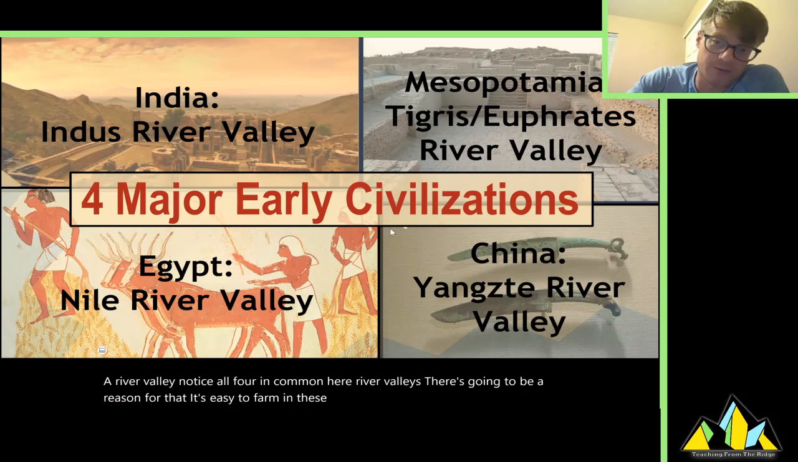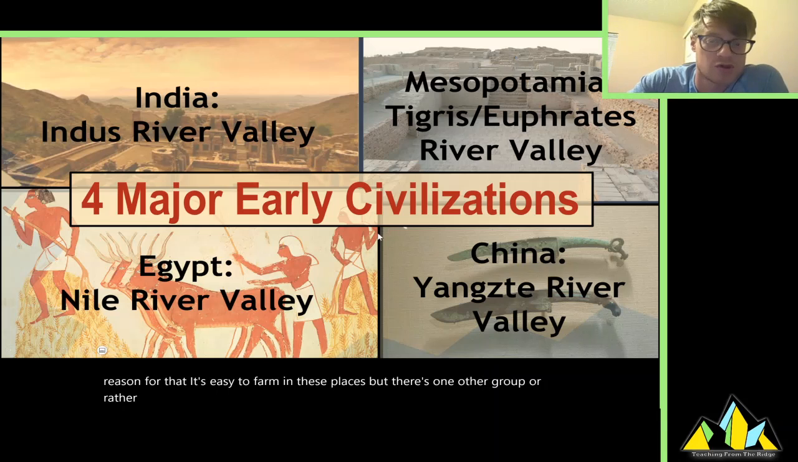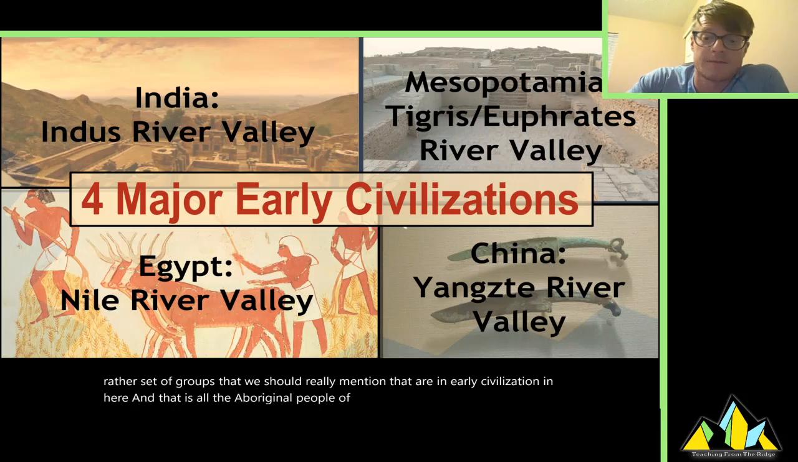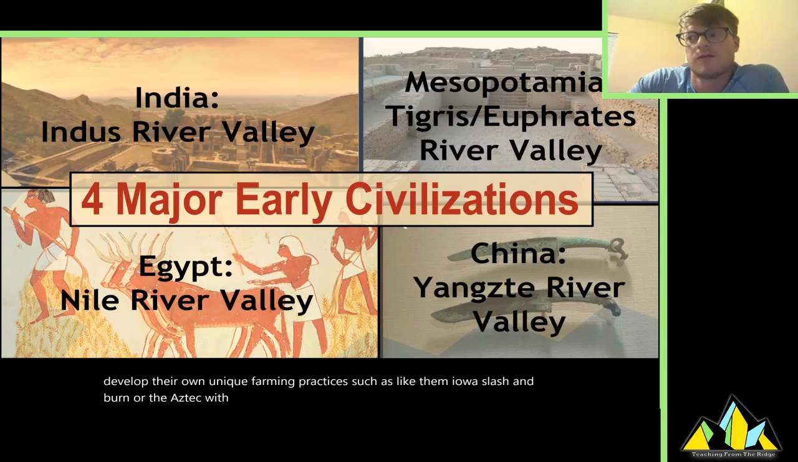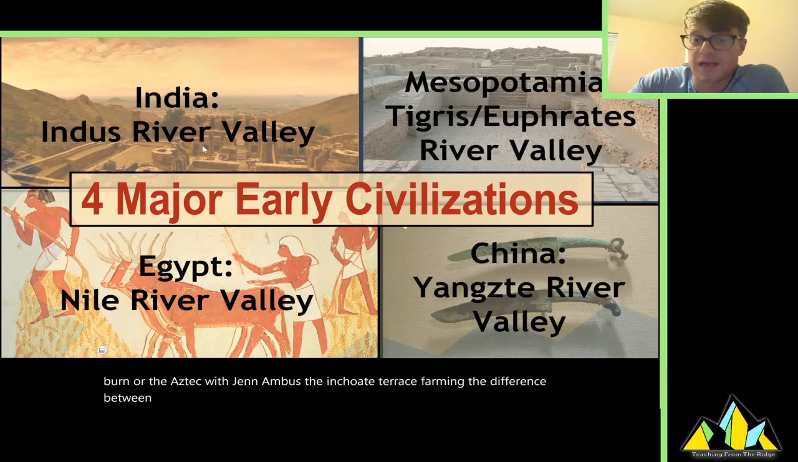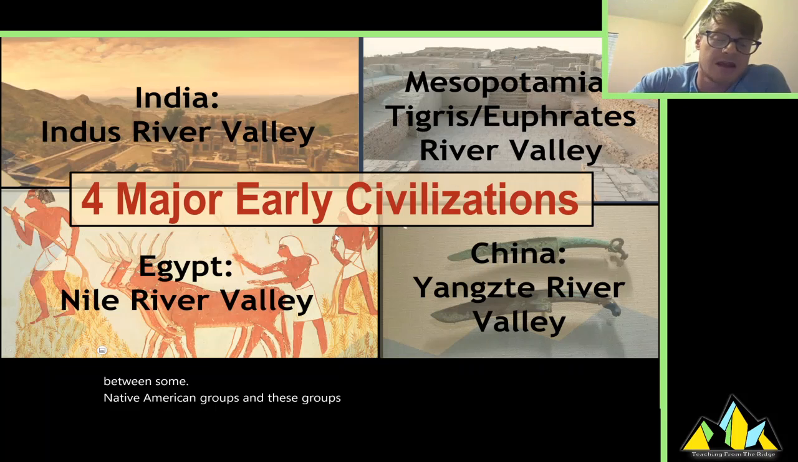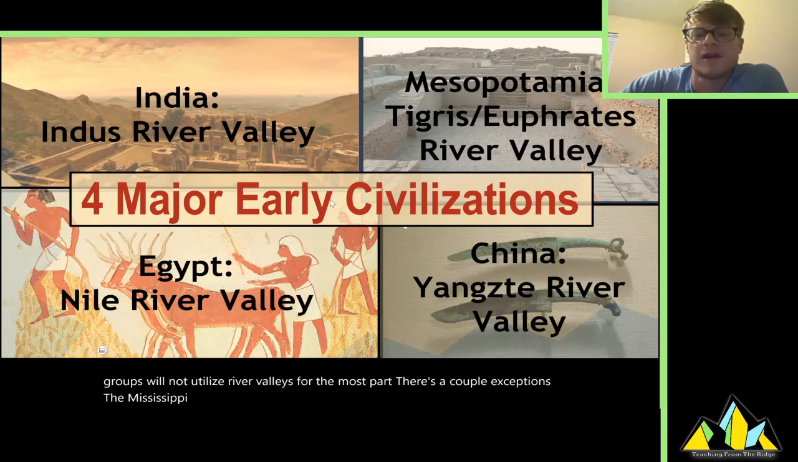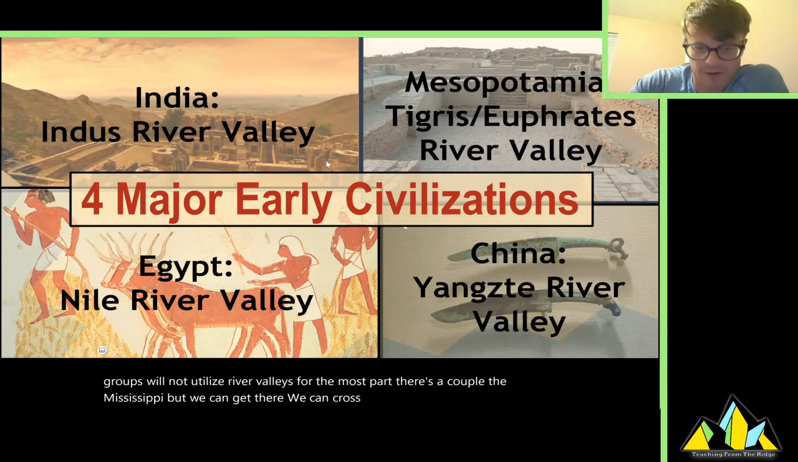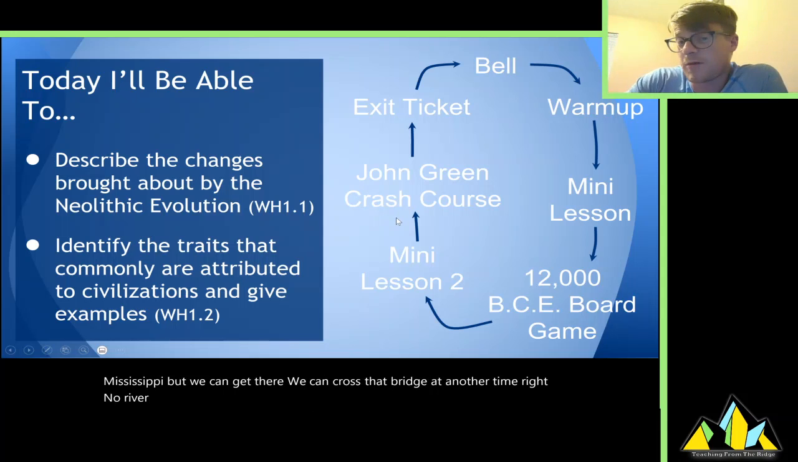But there's one other set of groups that we should really mention as an early civilization, and that is all the Aboriginal people of the Americas, because they do develop their own unique farming practices, such as the Maya with slash and burn, the Aztec with chinampas, and the Inca with terrace farming. The difference is that Native American groups will not utilize river valleys for the most part. There's a couple of exceptions like the Mississippi, but we can cross that bridge at another time. No river, pun intended.